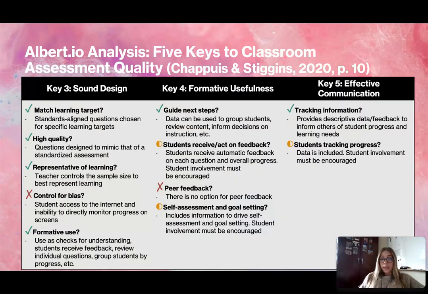So analyzing Albert.io on the 5 keys to classroom assessment quality, I kind of did this on like a check, X, or somewhere in the middle. So our X's, it doesn't really control for bias. They have access to the internet. That's going to be hard with any sort of online platform. And then peer feedback, there is no built-in peer feedback option. I think that would be a really cool addition though.